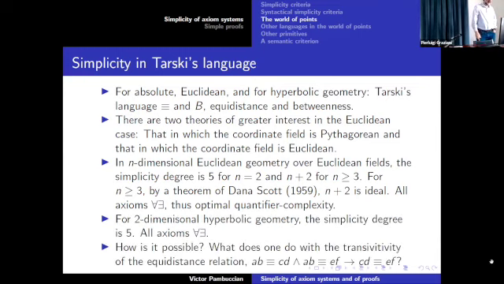Now, for two-dimensional hyperbolic geometry, the simplicity degree is also 5, and all axioms are universal existential. You'd ask yourself, how is it possible? Don't you have to deal with something like the transitivity of the equidistance relation? I mean, how do you do that? Well, this is the biggest headache, to tell you the truth. It's an even bigger headache in hyperbolic geometry. It takes about 5 pages of headache.